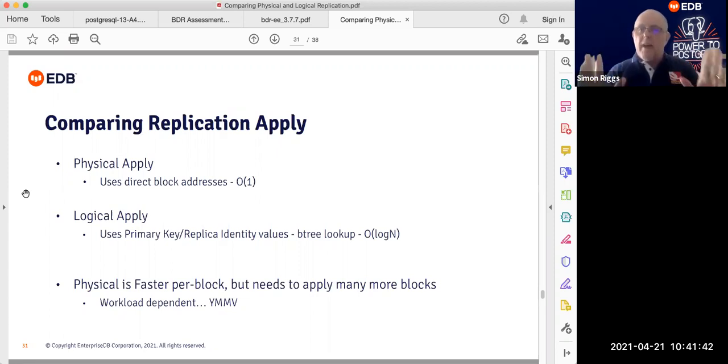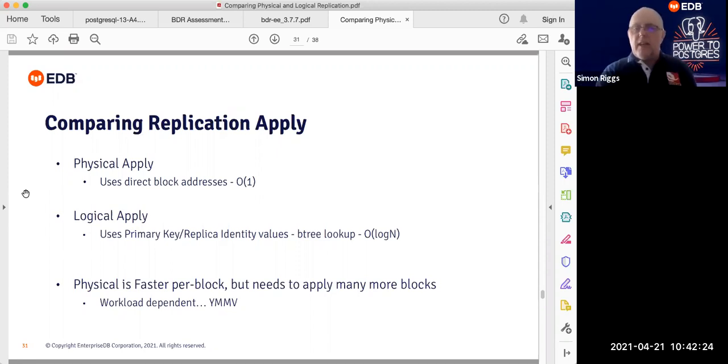Now that doesn't include IO, but IO is similar between logical and physical, so I won't include a discussion of that. In logical, when we apply changes, we need to locate the row that would be changed. So if you're doing updates or deletes, then you need to find the row before you can update it. And that means that we need to do some kind of B-tree lookup in order to locate the row, and therefore it isn't always immediate to look up the row. It means we have to descend a B-tree, which means that it's slightly more costly.